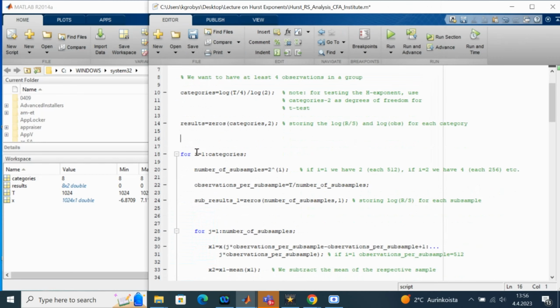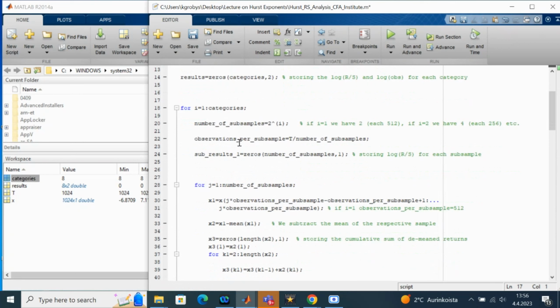So let's get started here. We go through iterations I is 1 until 8. We know categories is 8. We have defined it as 8. So we do this here 8 times. This for loop here has 8 iterations. And in each iteration, we store the result in the corresponding result matrix.